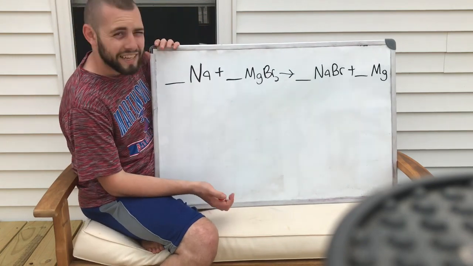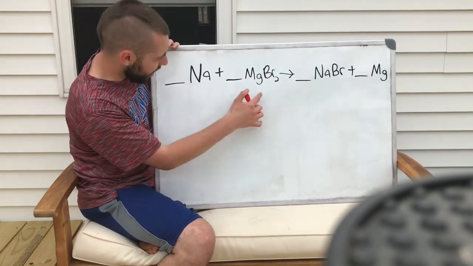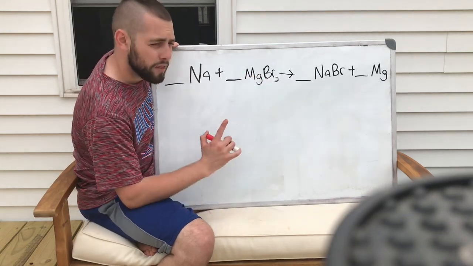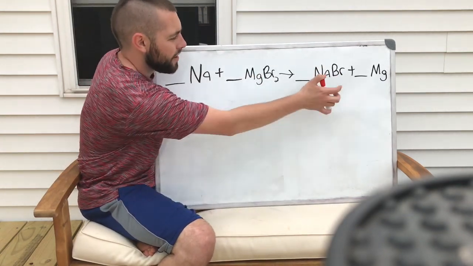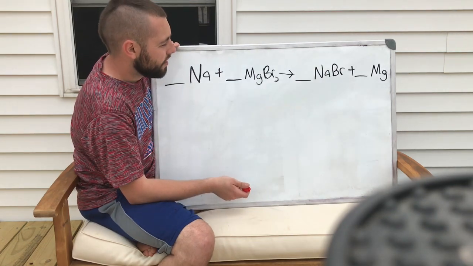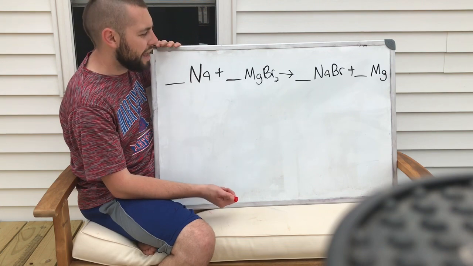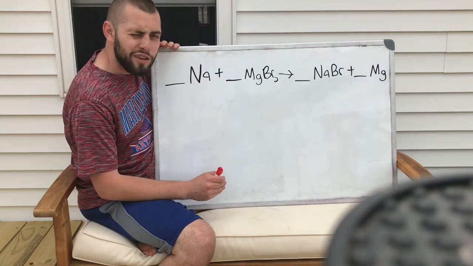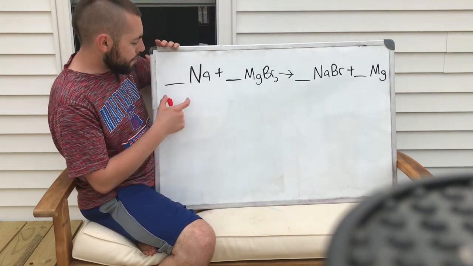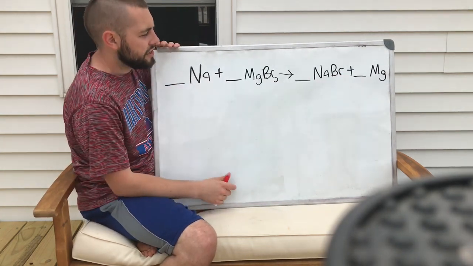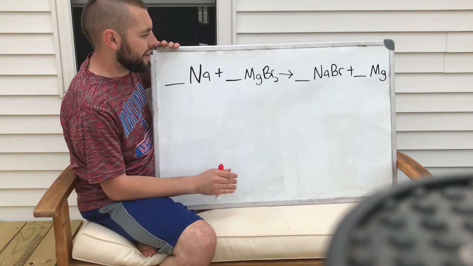But I've got a problem. Like I said, this is unbalanced. On the reactant side, I've got 2 bromine atoms. But on the product side, I've only got 1 bromine atom. So how can I fix this? How can I balance this reaction? I've got to use coefficients. I'm going to put coefficients where these blank spaces are to make this reaction balanced.